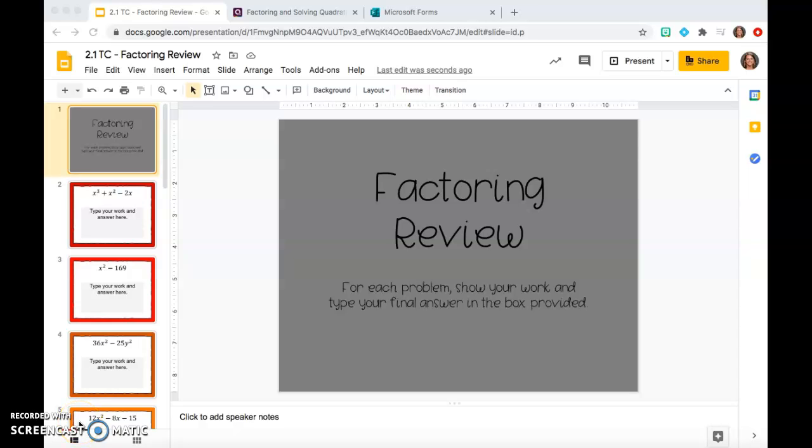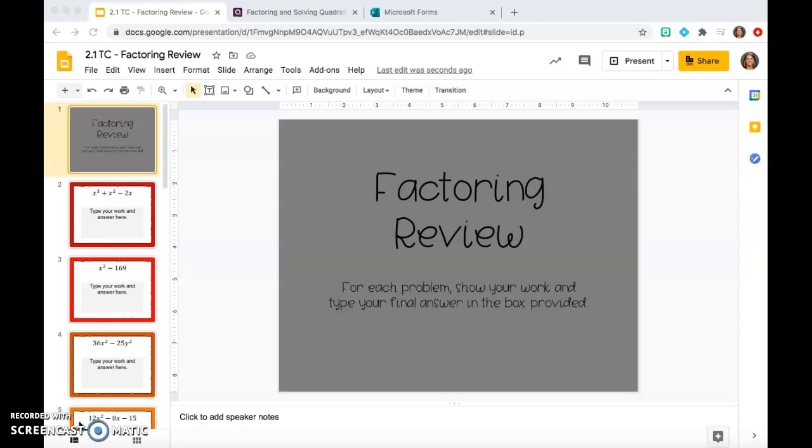My lesson plan project is a factoring review for my Algebra 2 students. By the end of the lesson, they should be able to factor binomials, trinomials, and other polynomials using different methods, and they should also be able to solve by factoring.